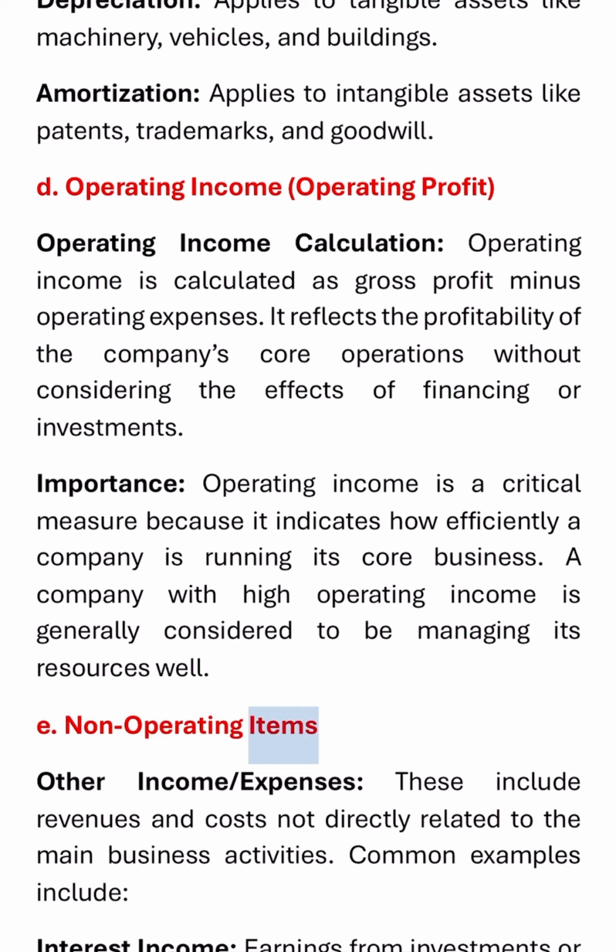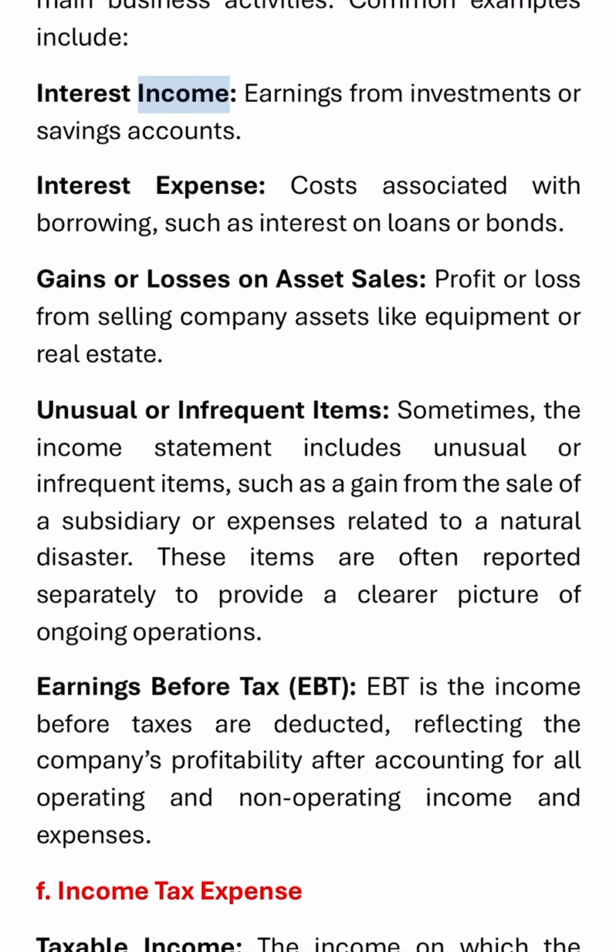Non-operating items. Other income and expenses. These include revenues and costs not directly related to the main business activities. Common examples include interest income, earnings from investments or savings accounts. Interest expense, costs associated with borrowing, such as interest on loans or bonds. Gains or losses on asset sales, profit or loss from selling company assets like equipment or real estate. Unusual or infrequent items.